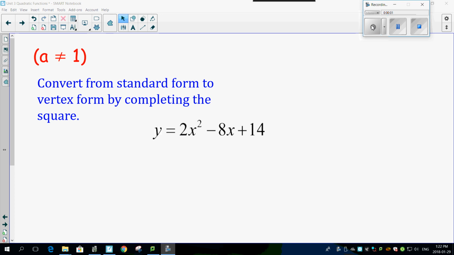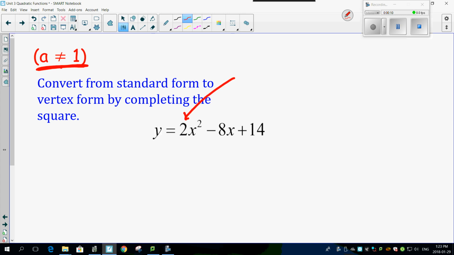All right, now let's make it a little bit more interesting. Now the a value here is not going to be 1. Look, the a value is now 2, but you have to remember something that was really important. When we did the completing the square and we threw the guy out, that x value always up front was a 1. Well, it's not a 1 anymore. It's a 2. So what do we do?